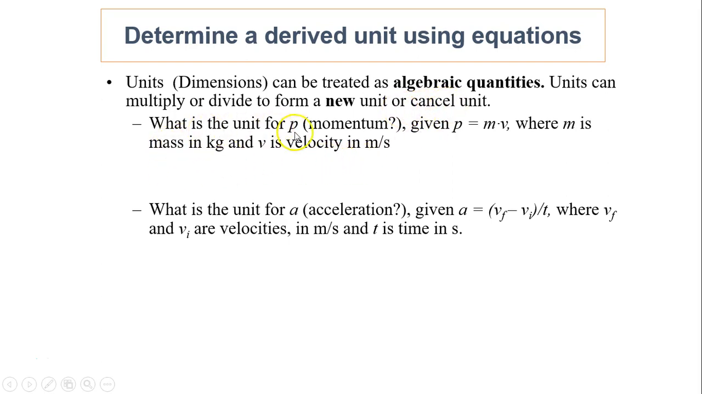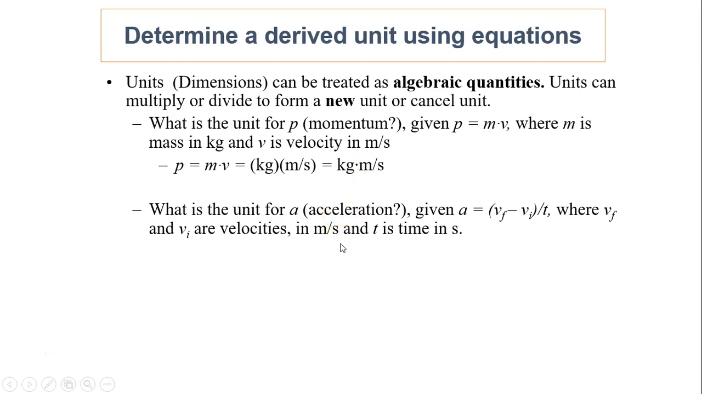Here is an example. What is the unit for P, which represents momentum? Given this equation, P equals m times v, where m is mass in kilograms and v is velocity in meters per second. How do we derive the unit for momentum? You simply write down the equation P equals mv, then you substitute m. The unit for m is kilograms. The unit for v is meters per second. So you multiply the two units together. Since you can treat the units as numbers, you simply combine them. So kilograms times meters divided by second. That is the unit for momentum.